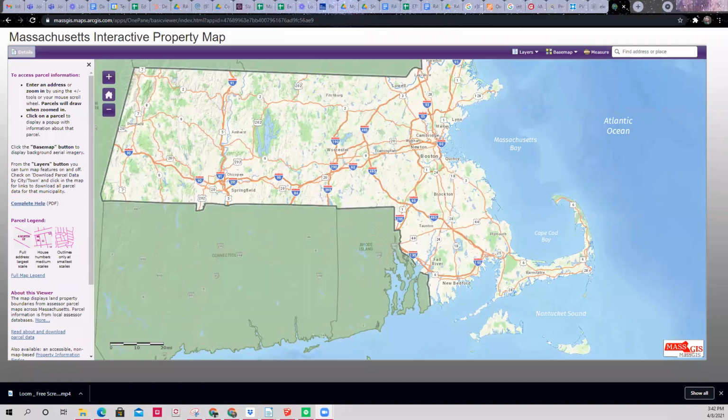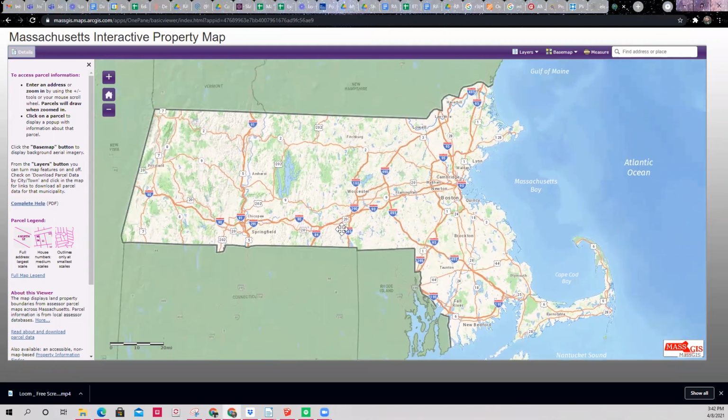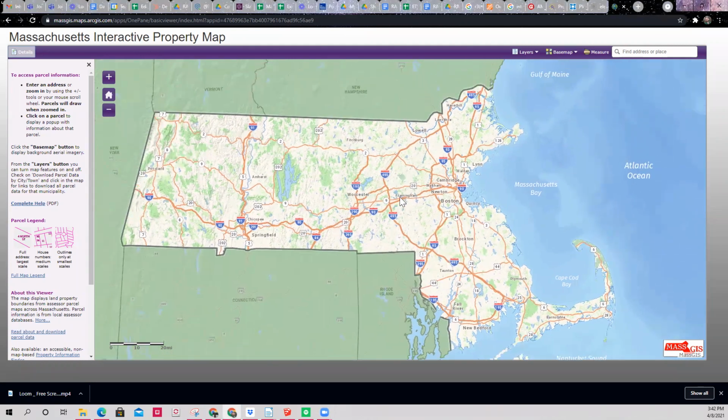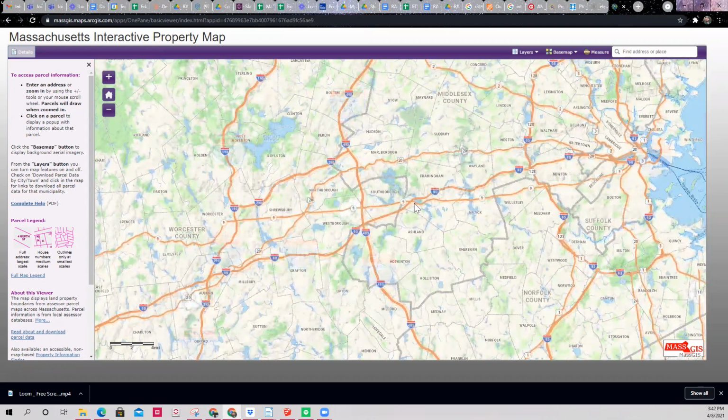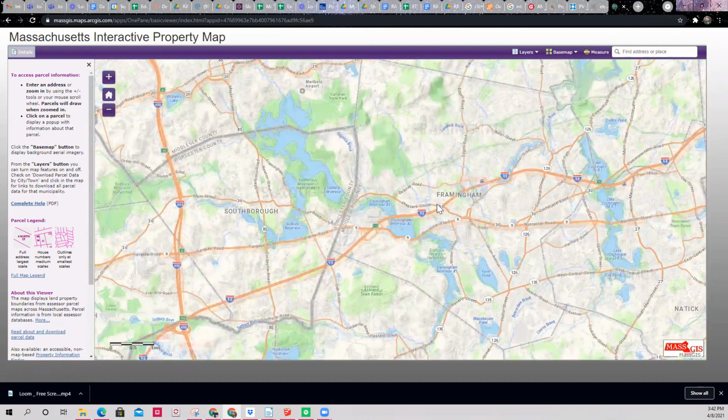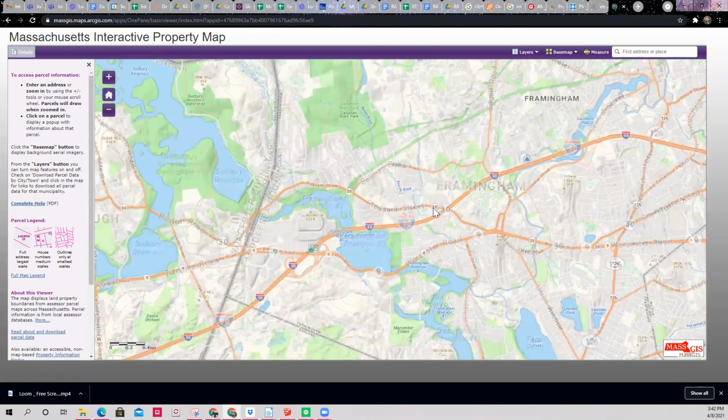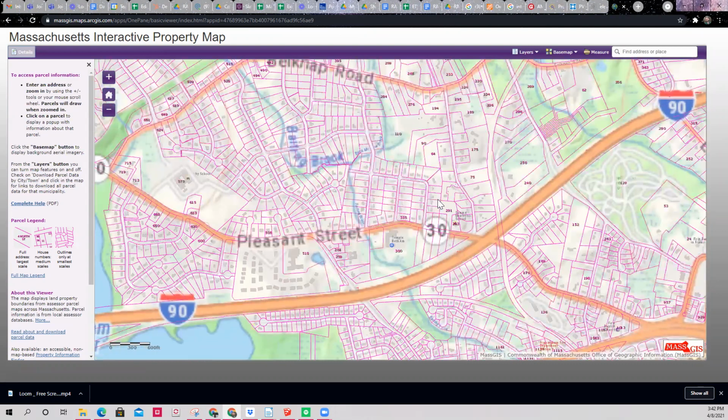Okay, so right now I'm going to describe the Massachusetts Interactive Property Map, also known as GIS mapping. This map is actually pretty cool. It gives you a real breakdown of just about every property and property boundary in just about every town in the state of Massachusetts.